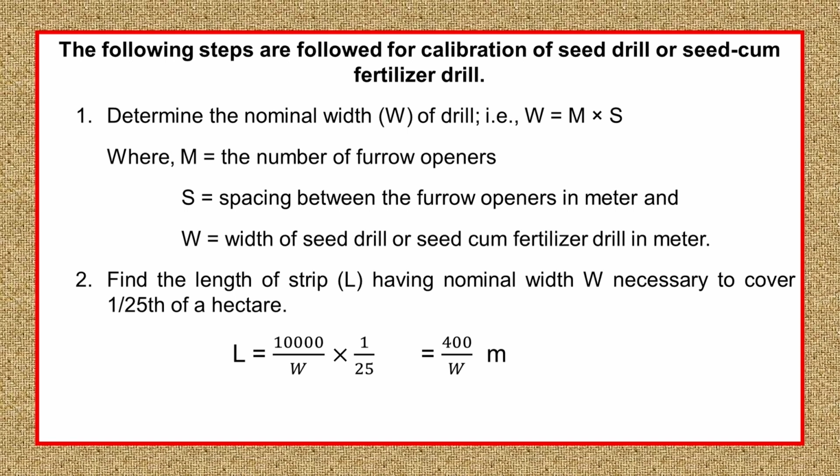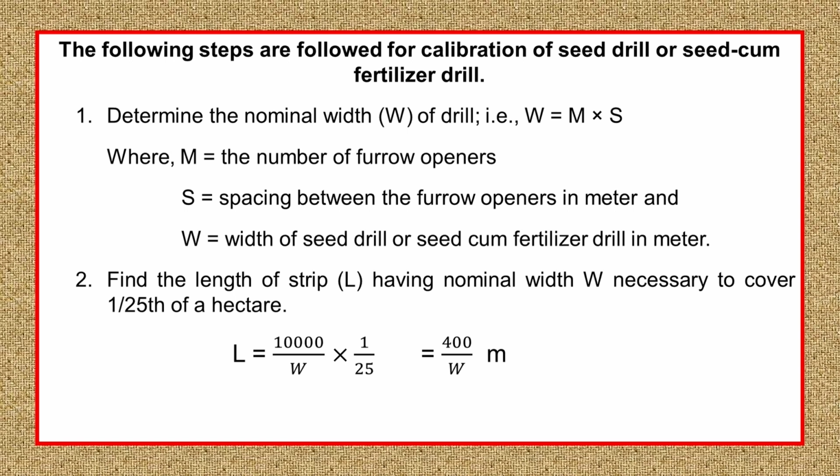The very first step followed while calibrating any sowing equipment is to determine its nominal working width. For the seed drill, seed cum fertilizer drill, or the seed planter, the nominal working width is determined by counting the number of furrow openers it has and the spacing between each furrow opener. With this expression, W is equal to M into S, where M is the number of furrow openers any given seed drill or seed cum fertilizer drill or planter has, and S is the spacing between two furrow openers, which helps us determine the working width or nominal width of that sowing equipment.